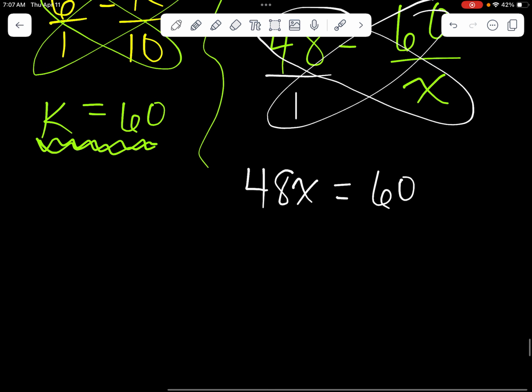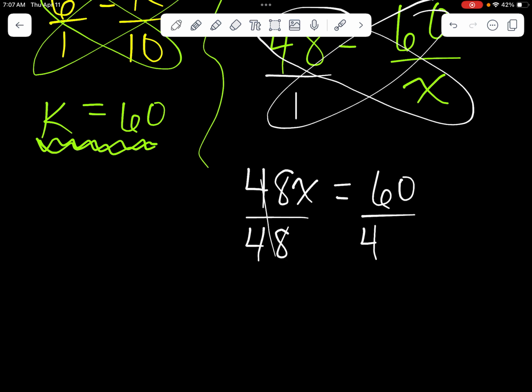And now we need to solve for x. So you have to do opposites. The opposite of multiplying by 48 on the left-hand side would be to divide by 48. So we do that on both sides. Then we have to do some calculator math here. We take that 60 divided by 48, and you're going to get an answer of 1.25.